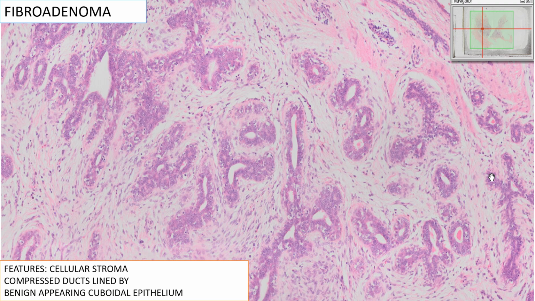On closer view, you can appreciate here the cellular stroma. Again, what type of stroma is affected in fibroadenoma? It's your interlobular stroma. And you look at the lining epithelium of the ducts. The ducts are lined by benign-appearing cuboidal epithelium.